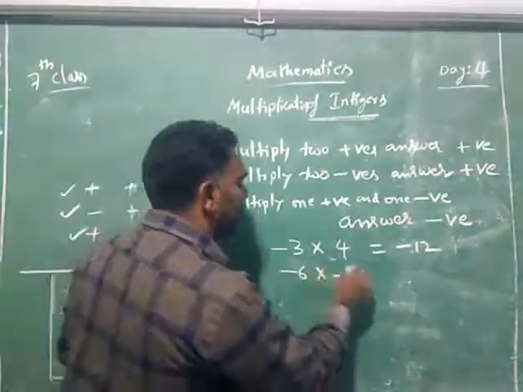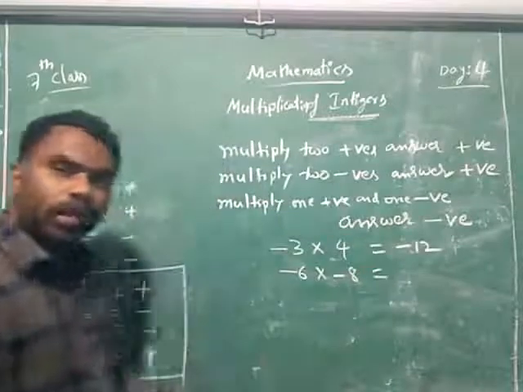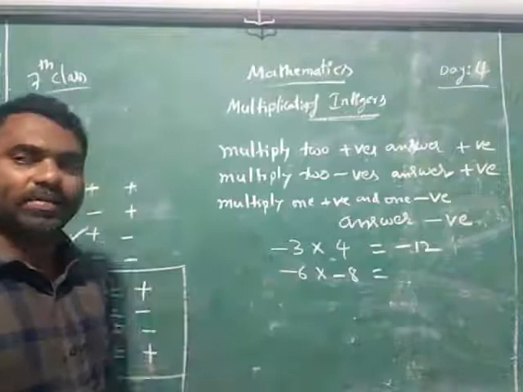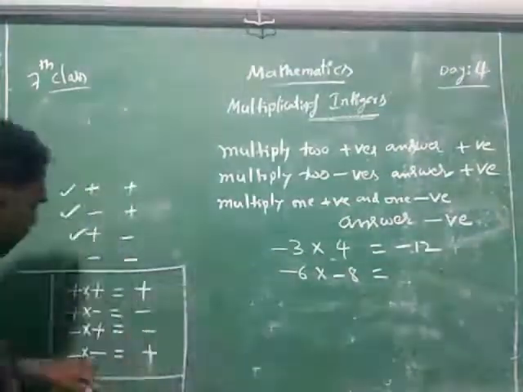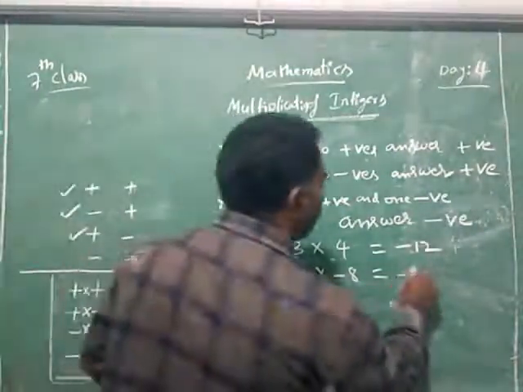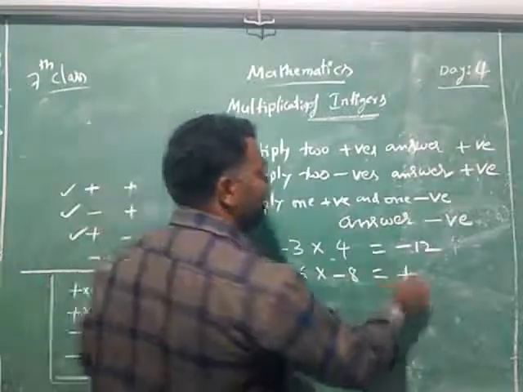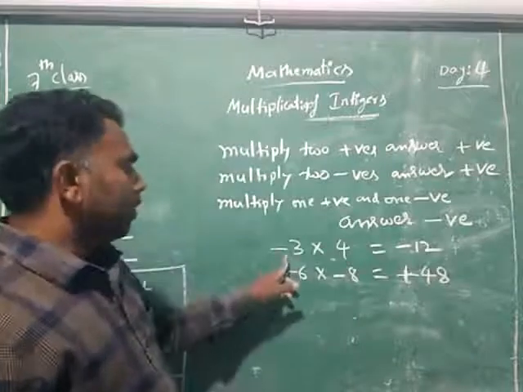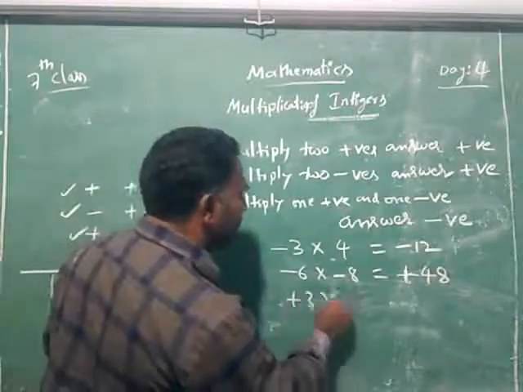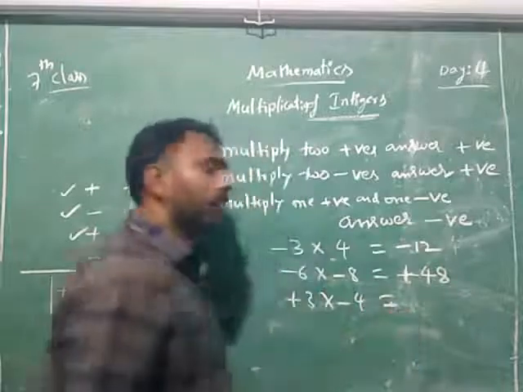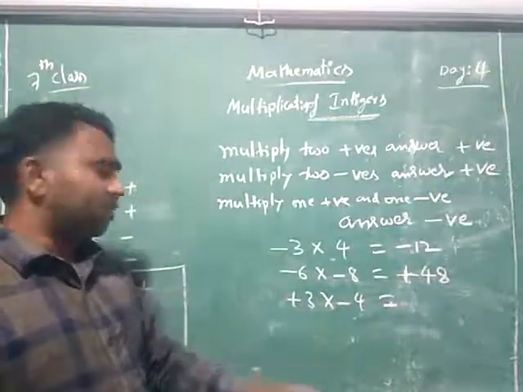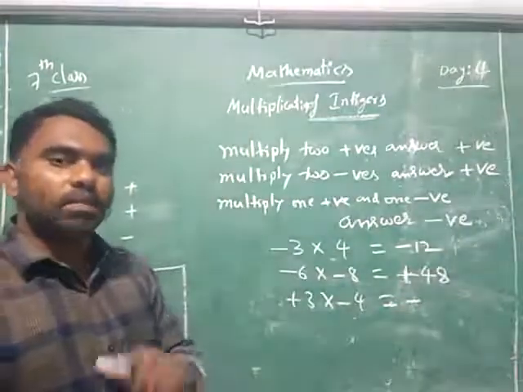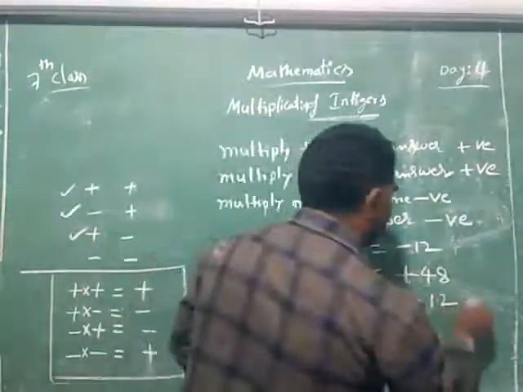Minus 6 into minus 8. First we should multiply symbols. Minus and minus. Minus into minus will be plus. Next, multiply the numbers. 6 8s are 48. Next, plus 3 into minus 4. First, multiply the symbols. Plus into minus, minus. Next, multiply the numbers. 3 4s are 12.